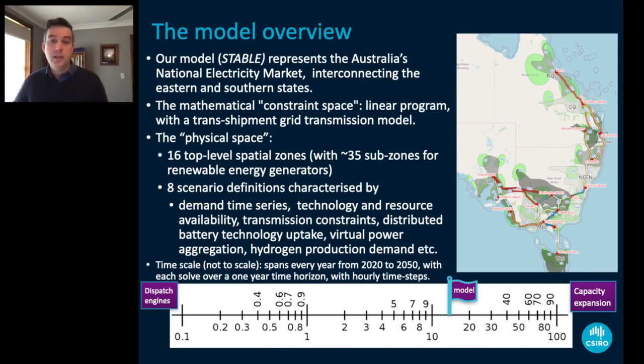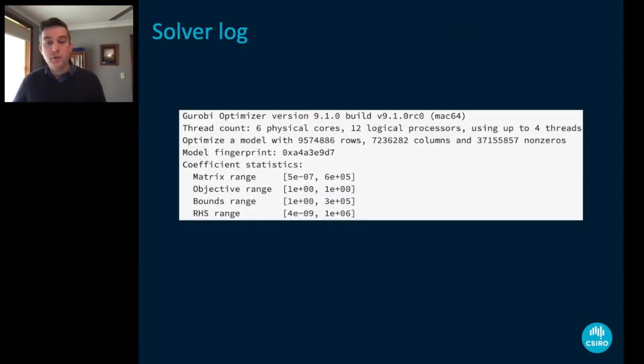In terms of physical representation, there are 16 primary spatial zones with many more subzones, and a whole host of things shown here that parameterize certain predetermined scenario definitions, of which there were 8 developed before commencing the project. In timescale, the model spans every year from 2020 to 2050, with each optimization solving over a 1-year time horizon, with hourly time steps subject to prior capacity values passed between solves. And a typical Gurobi log shows about 9.5 million rows and 7.2 million columns.